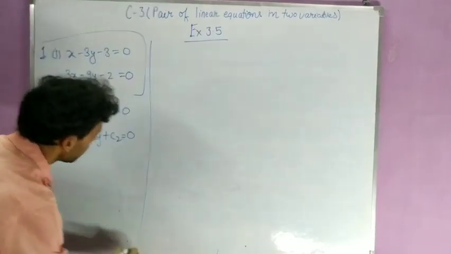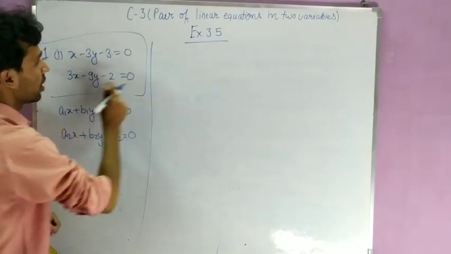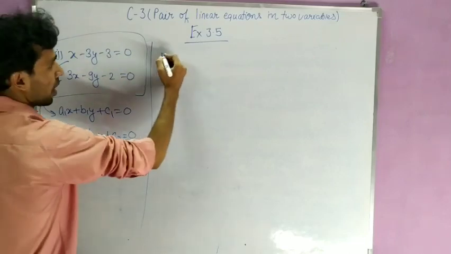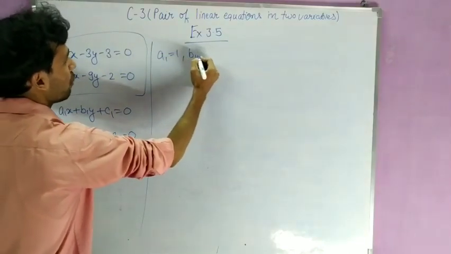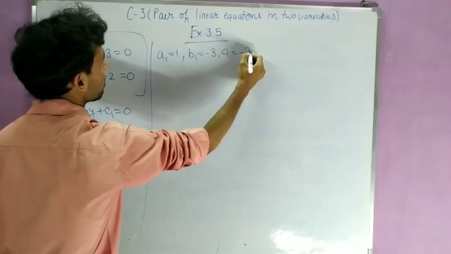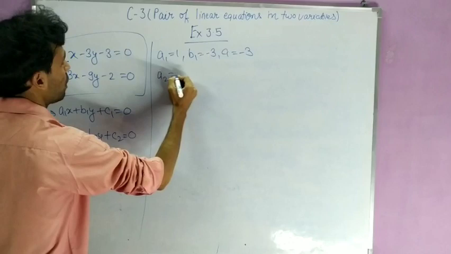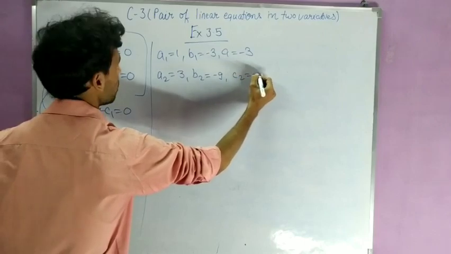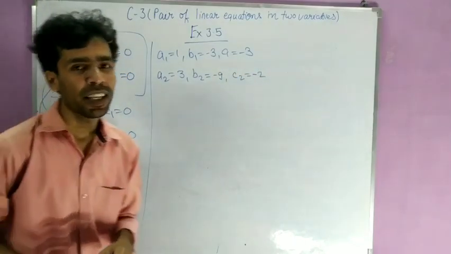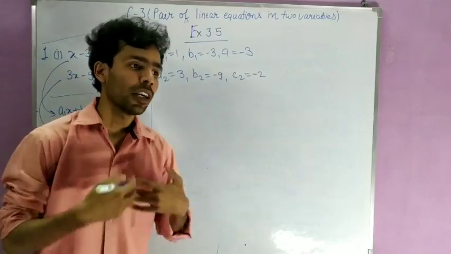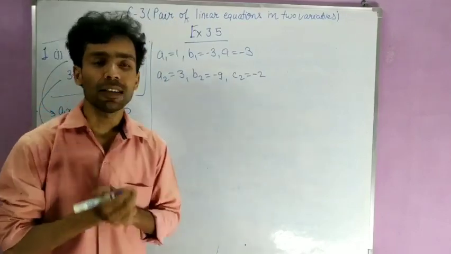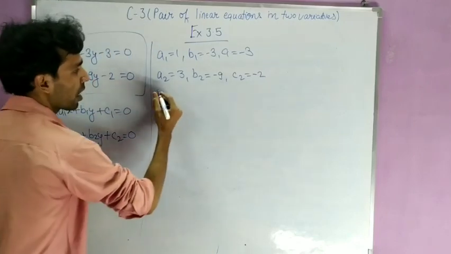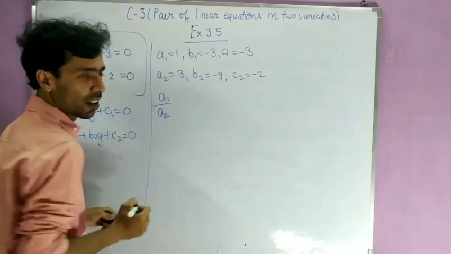When you compare, this equation will be compared to this, and this equation will be compared to this. So the a1 value will be 1, b1 value will be minus 3, and c1 value will be minus 3. Similarly, a2 value will be 3, b2 value will be minus 9, and c2 value will be minus 2. First you have to check whether it is a unique solution, no solution or infinite solutions. For getting that result, we have to calculate the ratio of the coefficients. That is, first we will calculate a1 upon a2, as I told you how to check.